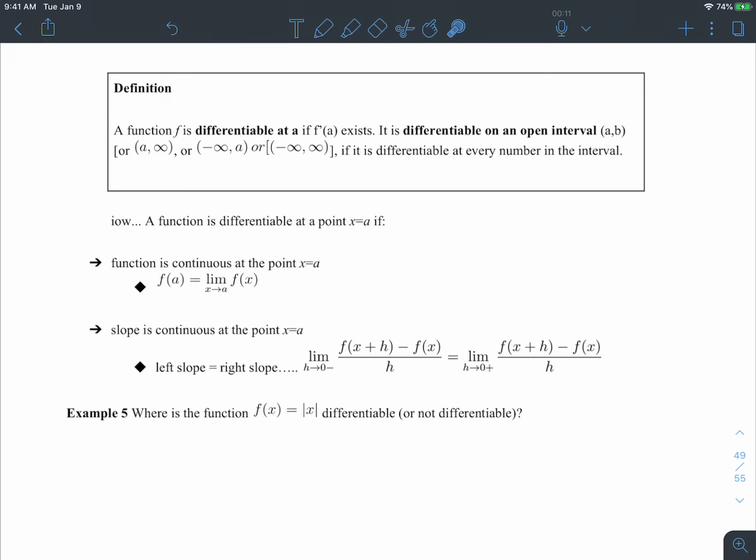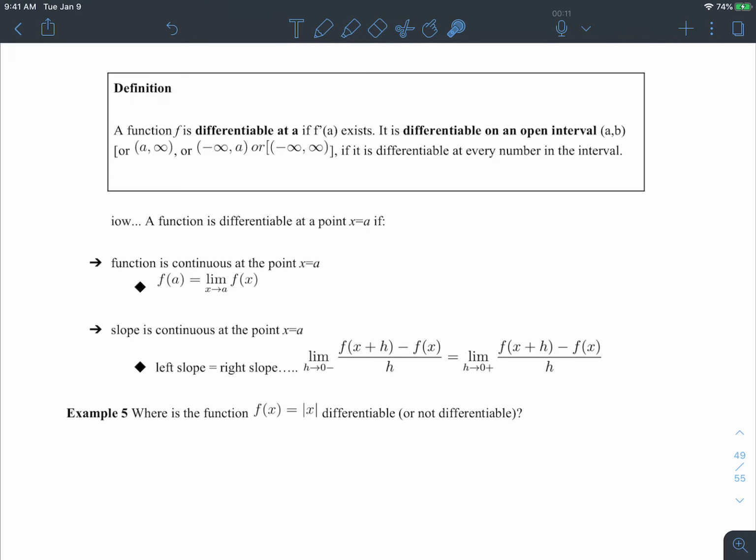Whoa, so what did we just say? Well, you know the words, right? A function is differentiable at x equal to a if two things happen. Number one, the function is continuous at x equal to a. Right? Now think about why that matters, okay?